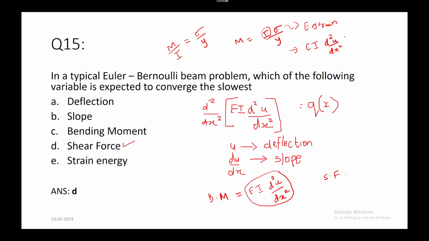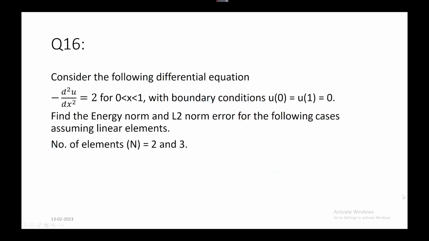So shear force is nothing but the rate of change of bending moment. So this will be minus d by dx of E I d square u by dx square. So bending moment is second order, and differentiating it once more gives a third order.